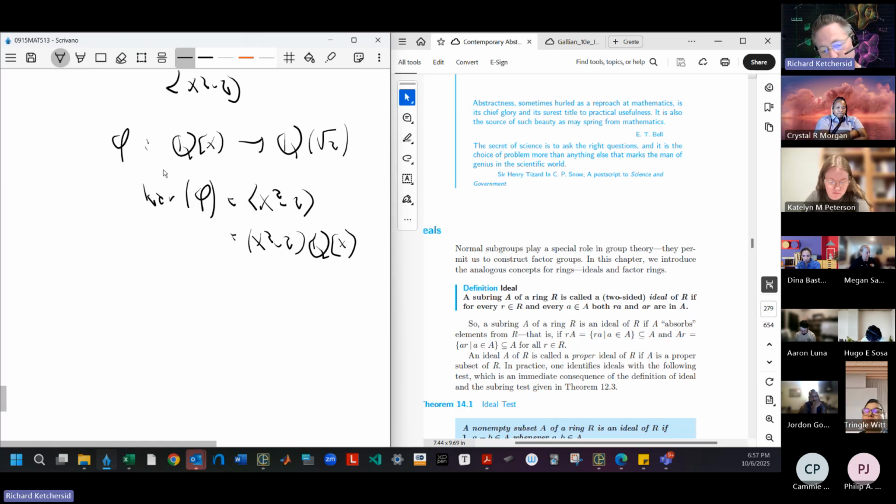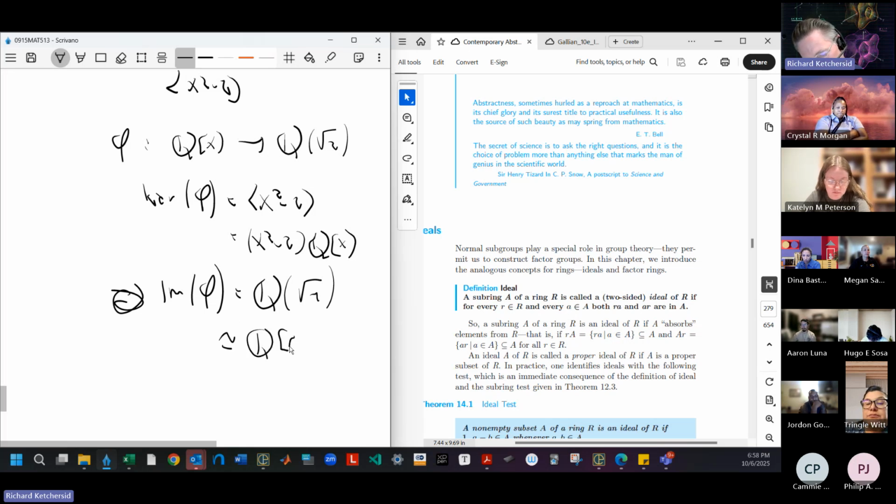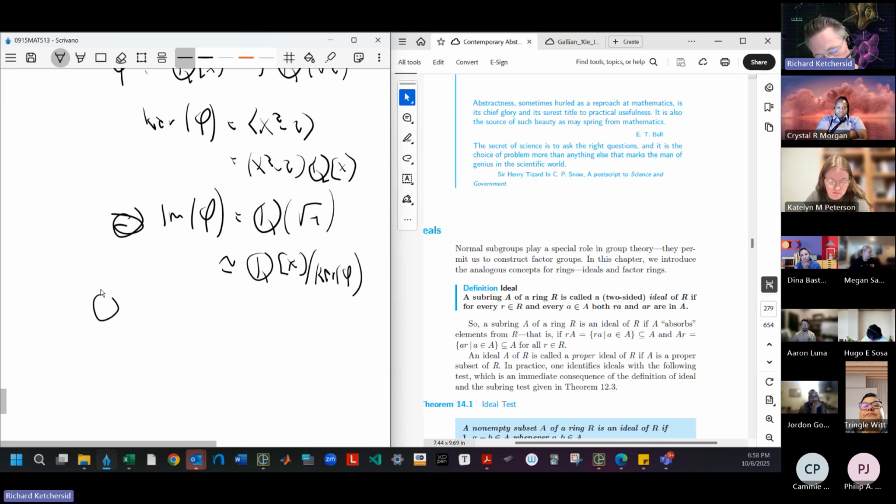Okay. So what does the first isomorphism theorem say? It's exactly the same as the first isomorphism theorem for groups, right? It's going to tell me that this image, the image of phi, which is Q square root of 2, is isomorphic to Qx, that's the domain here, modded out by the kernel. So Q square root of 2 is isomorphic to Qx modded out by x squared minus 2. Okay.